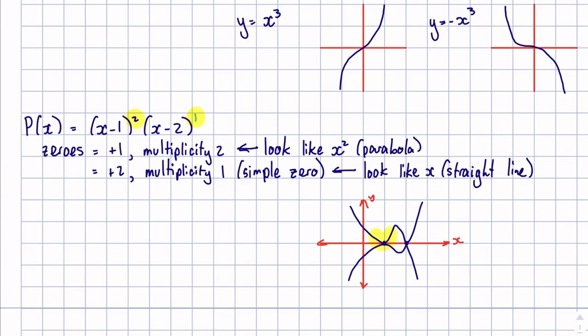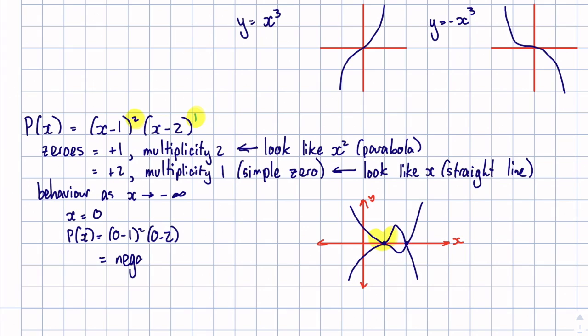So, behavior as x tends to negative infinity. I'm going to put in x equals literally anything less than 1, so 0. P of x equals 0 take 1 squared, 0 take 2, which is going to come out as a negative. So it's not this one, it's going to be that one. It's going to look like that. So here, that looks like a quadratic because it bounced back on itself, and here it looks like a straight line.